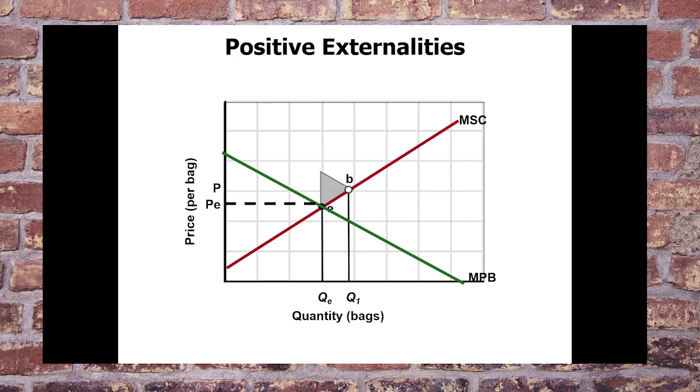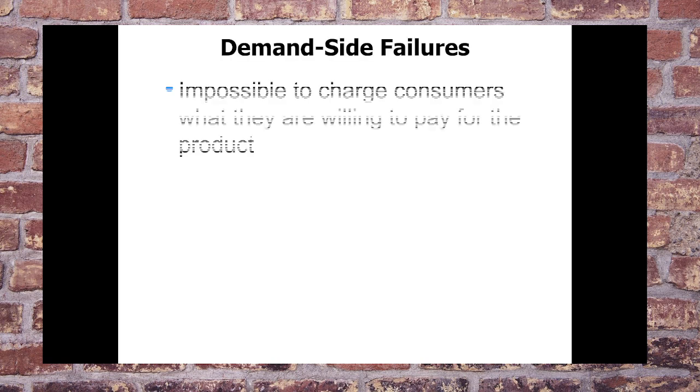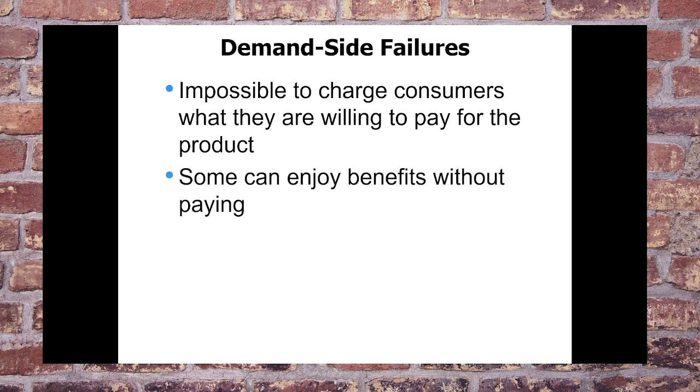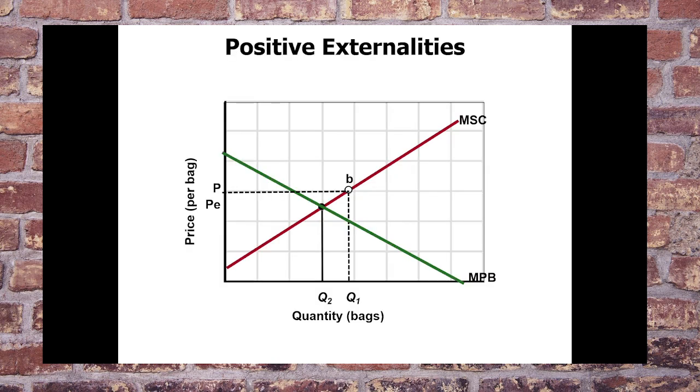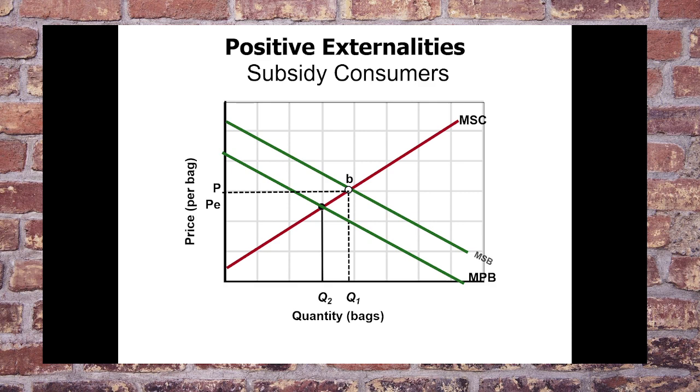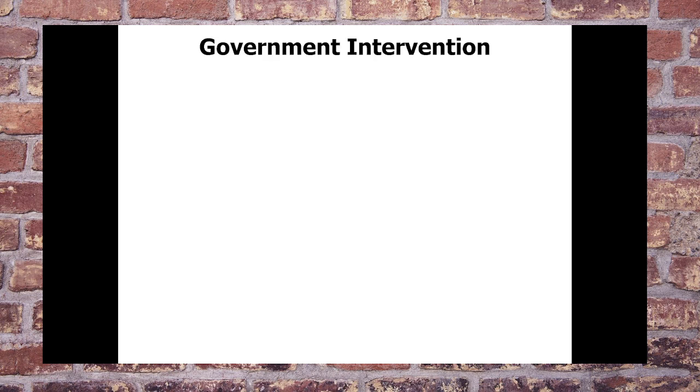And we said this was a demand side failure, so we are going to subsidize the consumer, give them a tax break, a tax credit, something like that, right? We'll do that, shift the demand curve to the right, and now we're at marginal social benefit, and now we're producing at P and Q1. The downside of this is the price is higher, right? Okay, great.